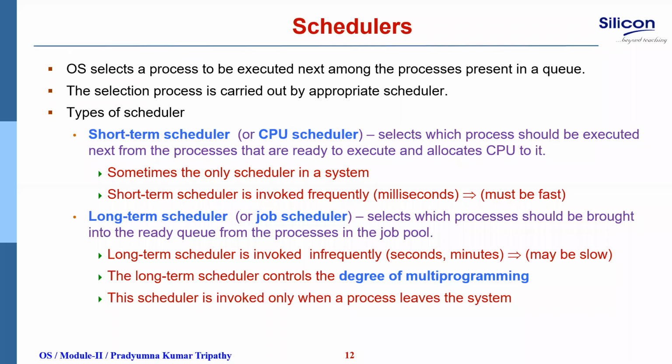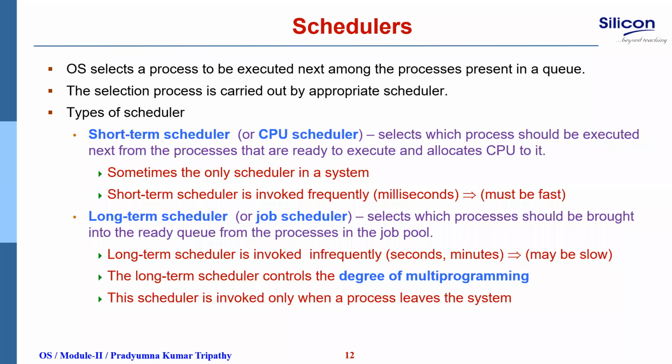There is another kind of scheduler called the short-term scheduler, also known as the CPU scheduler. Among all these three kinds of schedulers I mentioned, the short-term scheduler is executed very frequently.